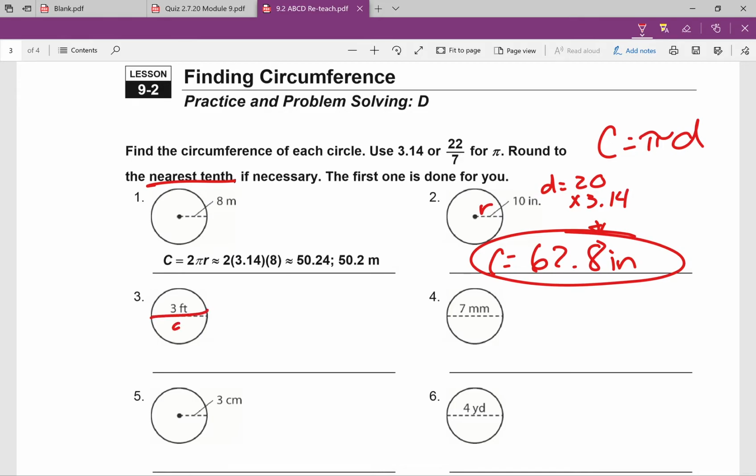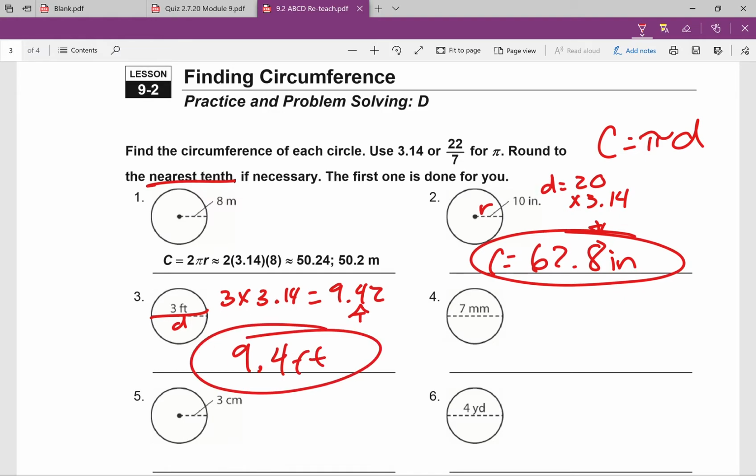Next one, I already have the diameter. So 3 times 3.14 gives me 9.42. I need to round to the tenths place. So I round down, so 9.4. And these are feet. Next one, this is the diameter, so it's just going to be 7 times 3.14. 3.14 times 7 gives you 21.98. But I need to round to the nearest tenth, so I have to round up, and this is going to be 22.0.